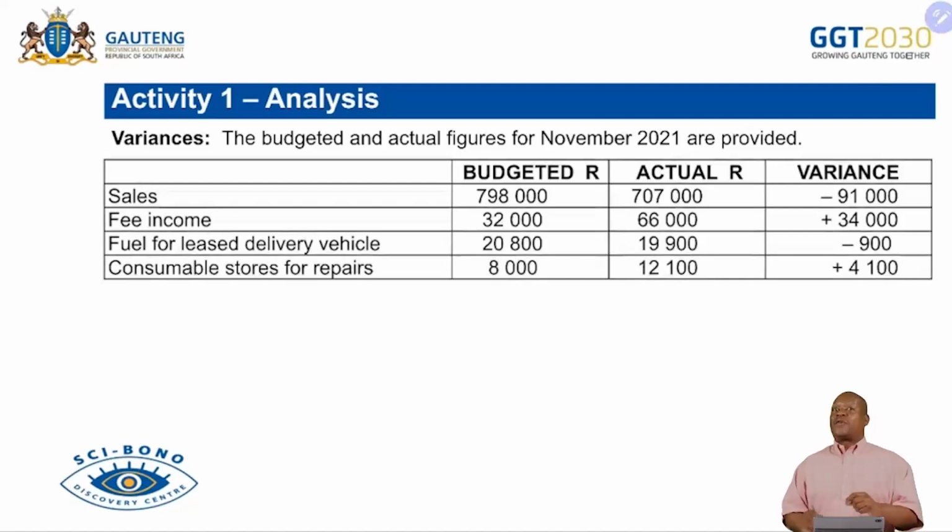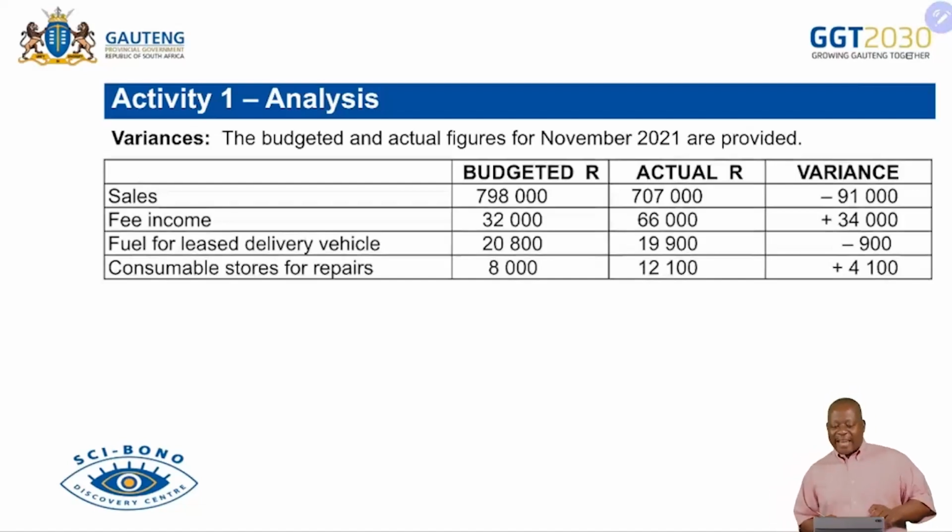But what happened? Our consumable stores increased, but they never doubled, guys. They increased from 8 to 12, which is an increase of 4,100, right? But what happened to our fee income? It went up, double, plus. It went to 66,000, which is an increase of more than double. So it means the cost is not doubling, but the income is. Just look at it that way, guys. It might not be the accounting way of looking at things, but that's what we need.